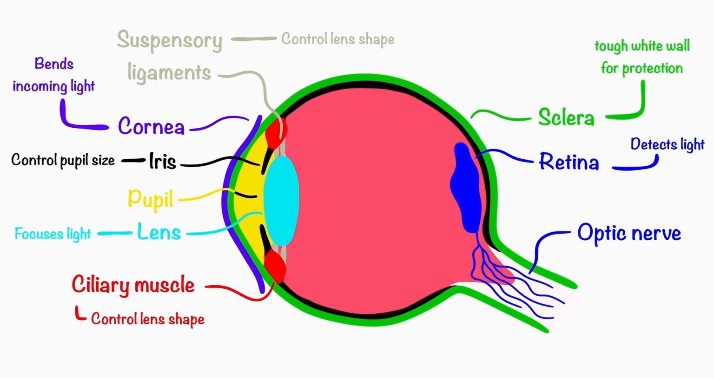The ciliary muscles and suspensory ligaments work together to adjust the lens shape, allowing us to see objects at varying distances clearly. The optic nerve connects the eye to the brain, transmitting visual information from the light-sensitive cells in the retina to the visual processing centers in the brain.